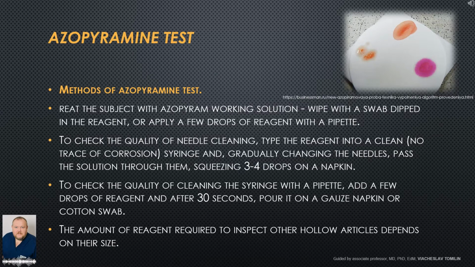Methods of the azopyram test. Treat the subject with azopyram working solution, wipe with a swab dipped in the reagent, or apply a few drops of reagent with a pipette. To check the quality of needle cleaning, draw the reagent into a clean syringe with no trace of corrosion and, gradually changing the needles, pass the solution through them, squeezing 3 to 4 drops on a napkin.